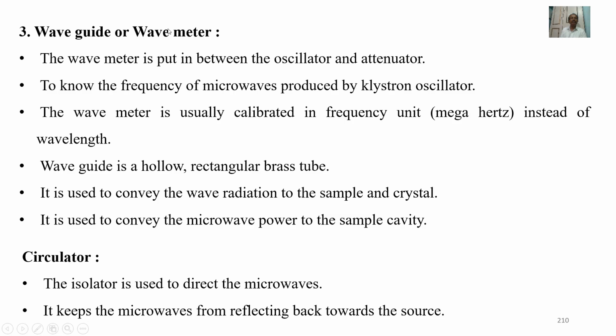Waveguide or wave meter. The wave meter is put in between the oscillator and the attenuator to know the frequency of microwaves produced by the klystron oscillator. The wave meter is usually calibrated in frequency units of megahertz instead of wavelength. Waveguide is a hollow rectangular brass tube. It is used to convey the wave radiation to the sample and crystal. It is used to convey the microwave power to the sample cavity.